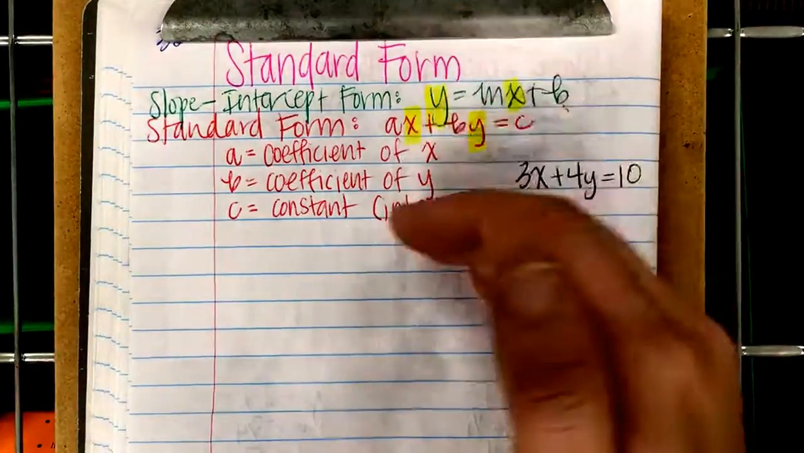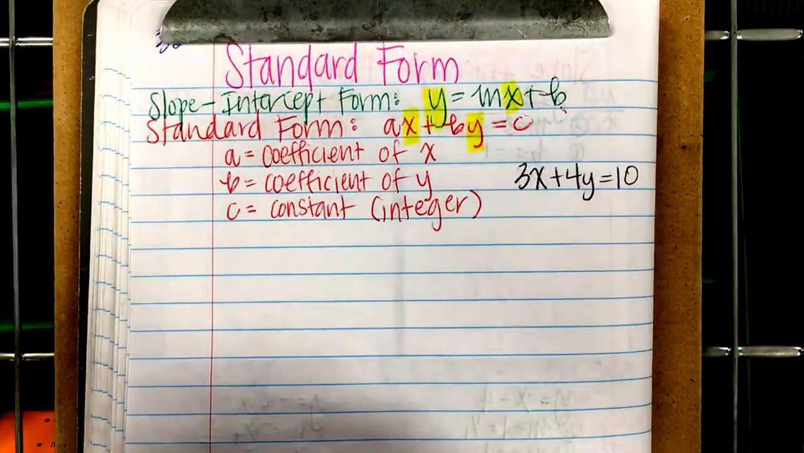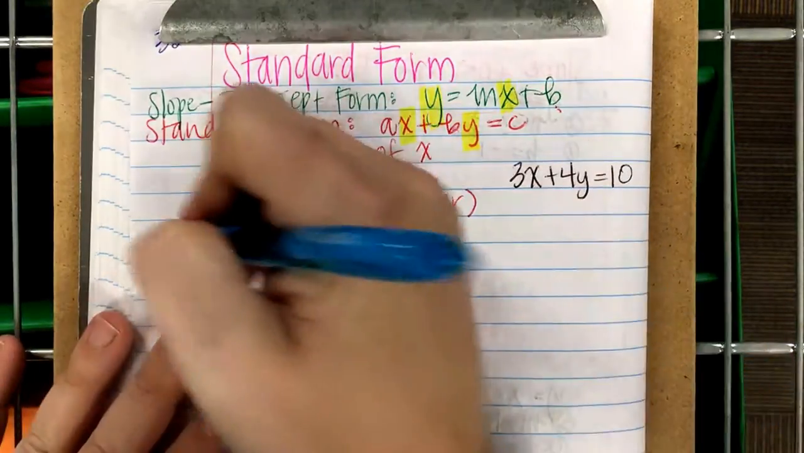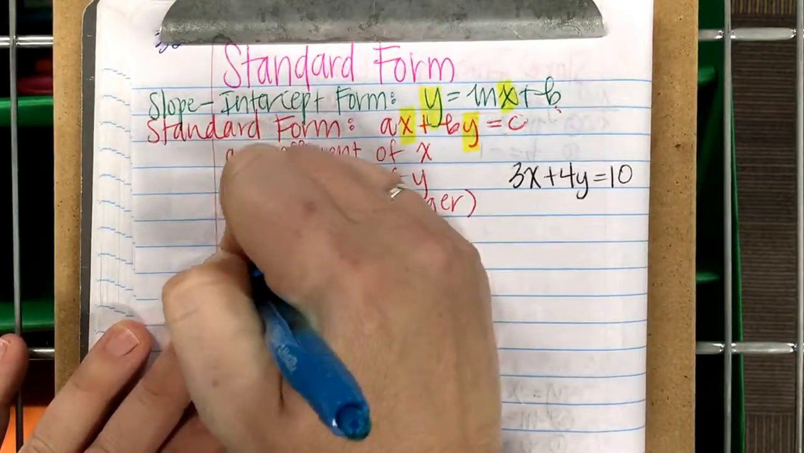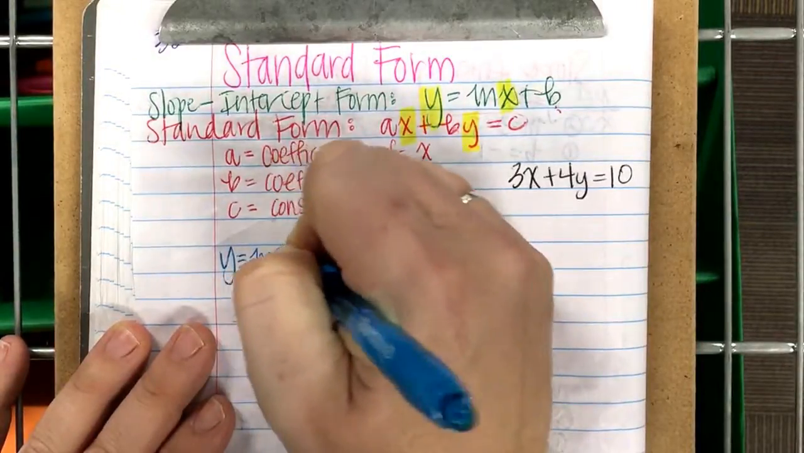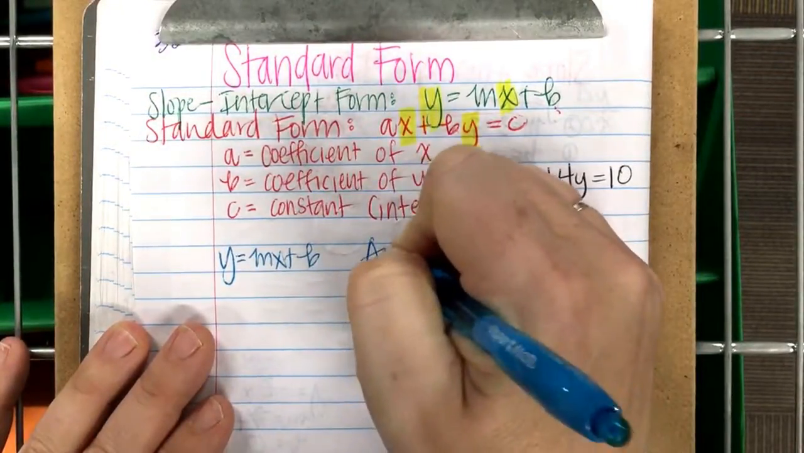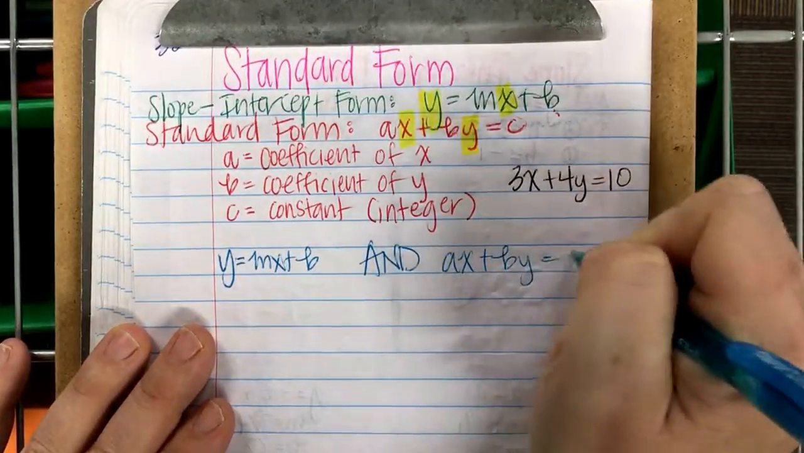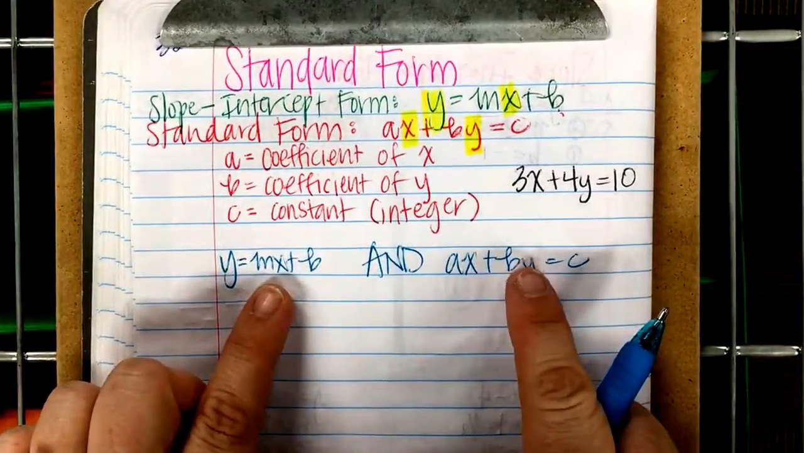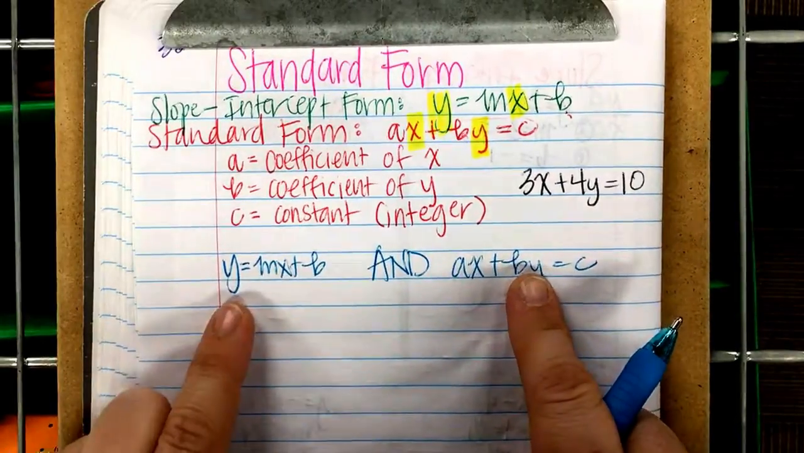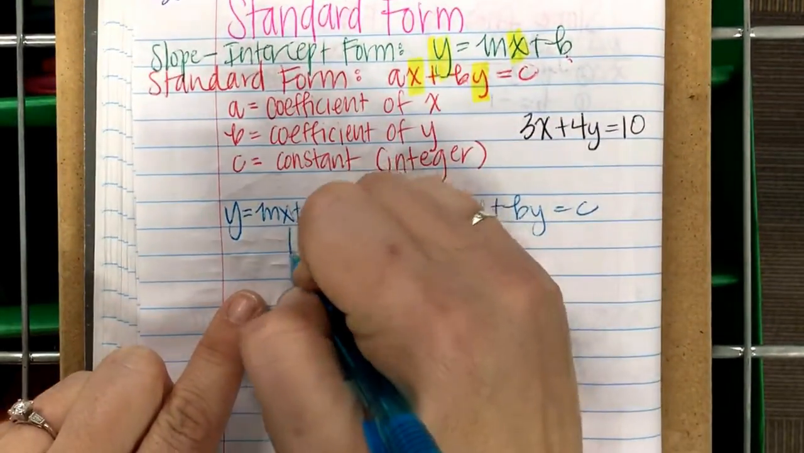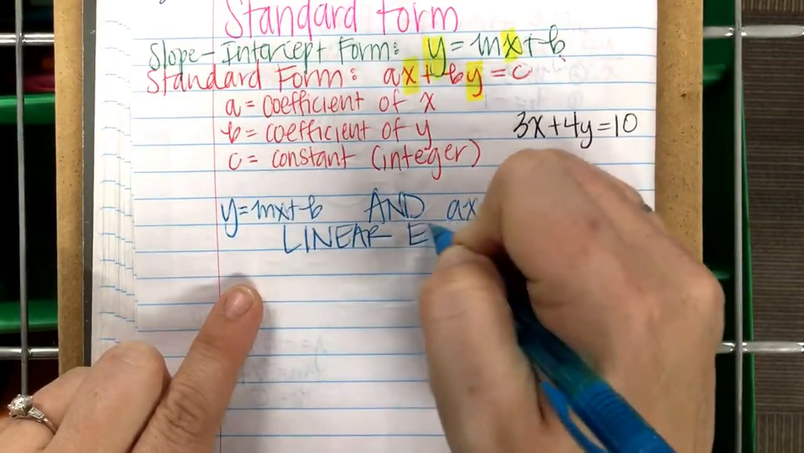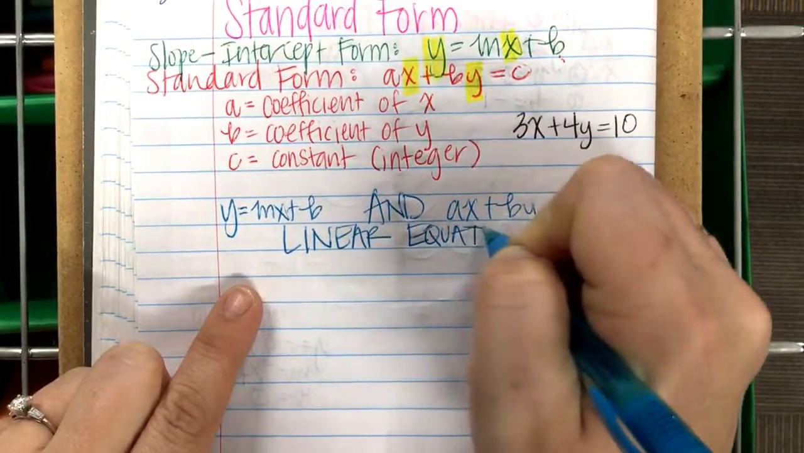So both of these make lines. If we were going to graph them, they both make lines. So they're both y equals mx plus b and Ax plus By equals C. So slope-intercept form and standard form are both linear equations or functions.